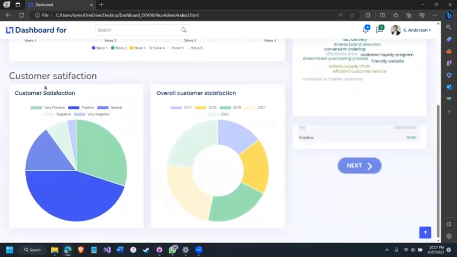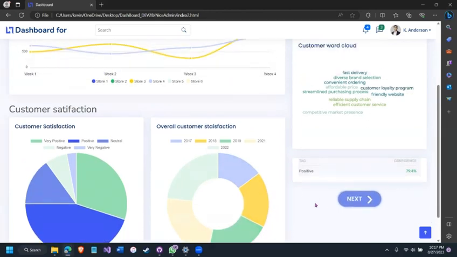If we move down, we have the customer satisfaction, and you can see that it goes from very positive to very negative, and it depicts for us the spread of these reviews. So we have positive of 45% and so on. Our overall customer satisfaction shows the satisfaction from our customers over the years, so from 2017 to 2022. So you can see it's 2017, 2018, 2019, and so on.